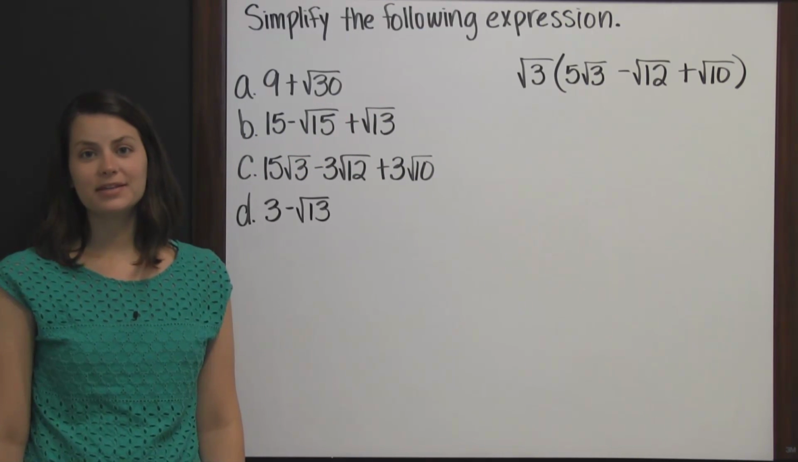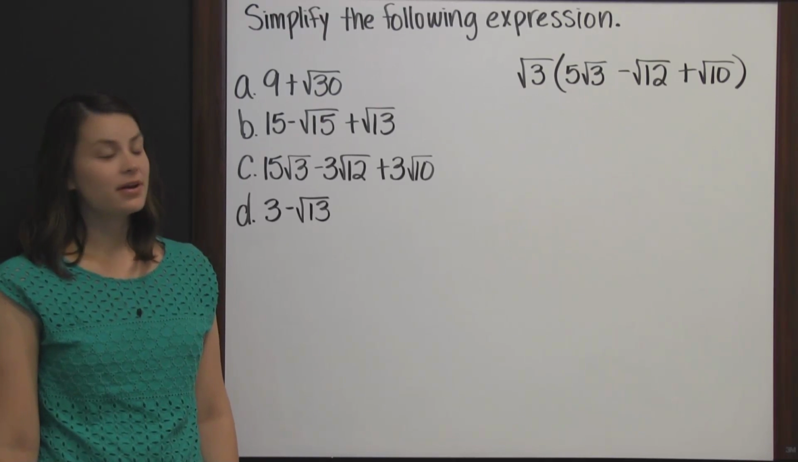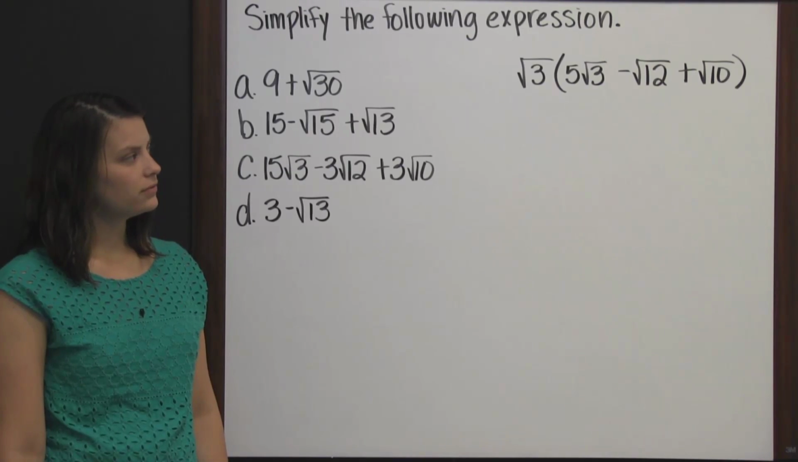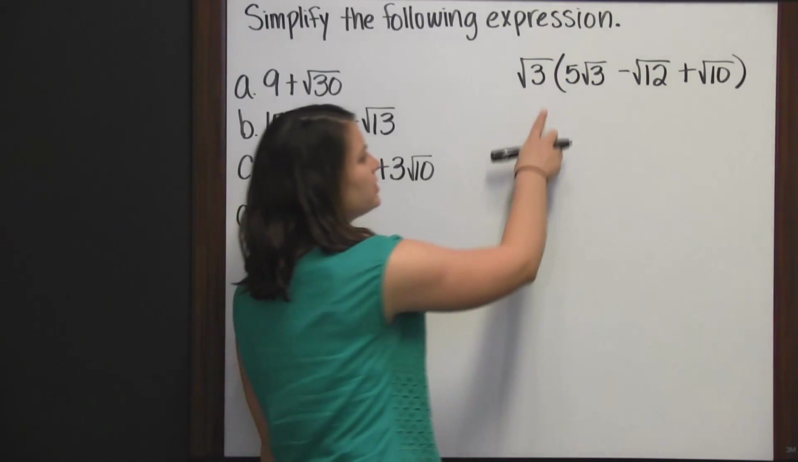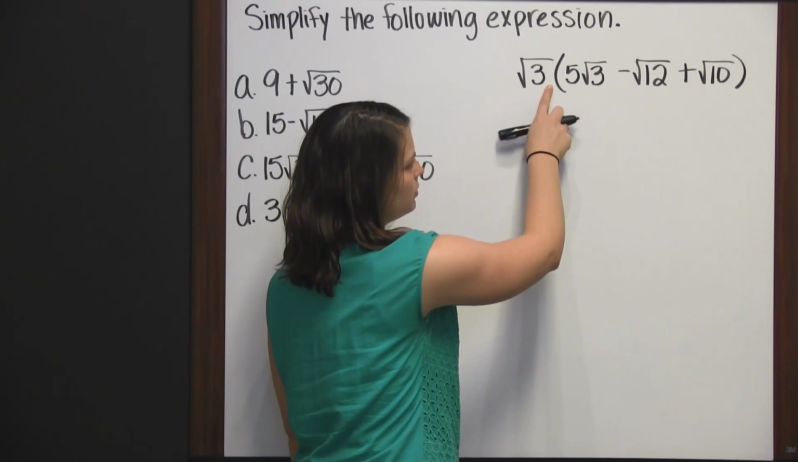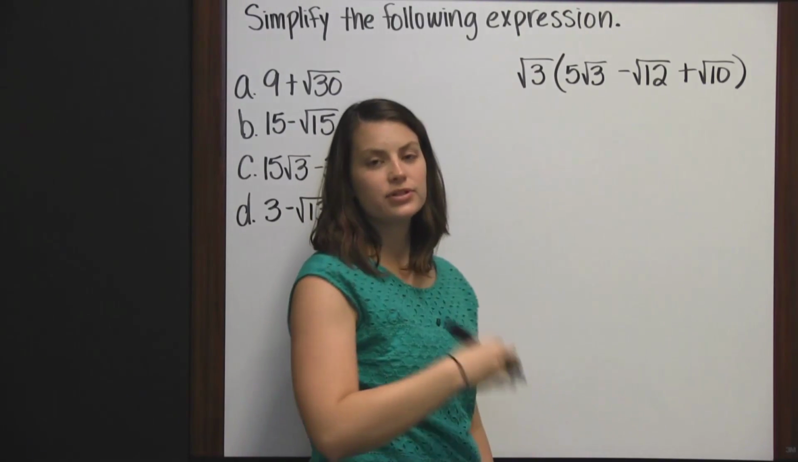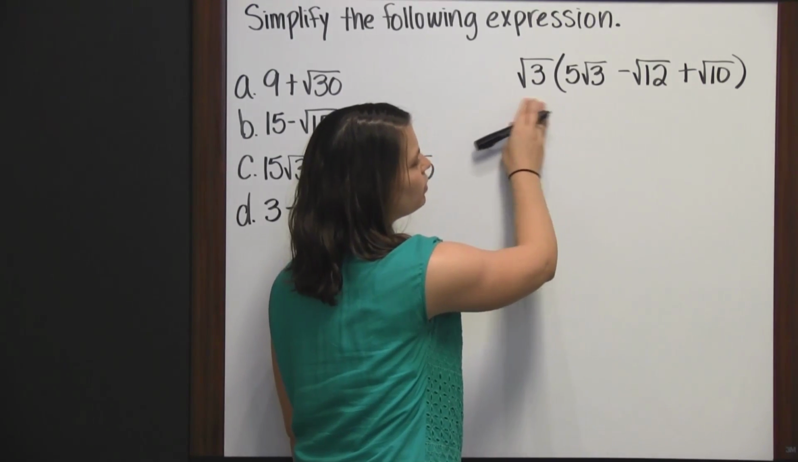Simplify the following expression. The square root of 3 times the quantity 5 square roots of 3 minus the square root of 12 plus the square root of 10. Since there is no operator between the square root of 3 and the parentheses, like there's no addition sign or subtraction sign or division sign, it's understood to be multiplication.